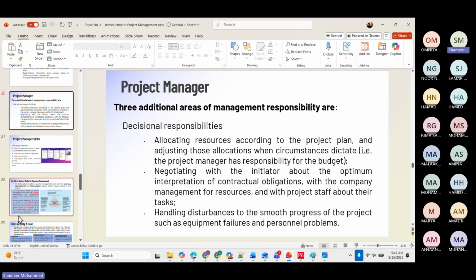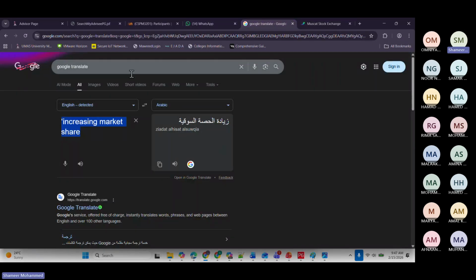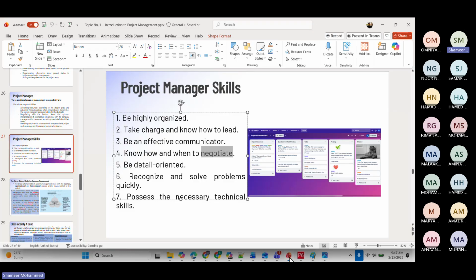Okay, students. So the remaining part, what are the skills? I will stop here. So manager skills. He should be highly organized. He should lead the team. He should be a good leader and a good communicator. He should know how to negotiate. Negotiate means bargaining, bargain on the tasks, on the salary, on the people. So you should be a good negotiator.